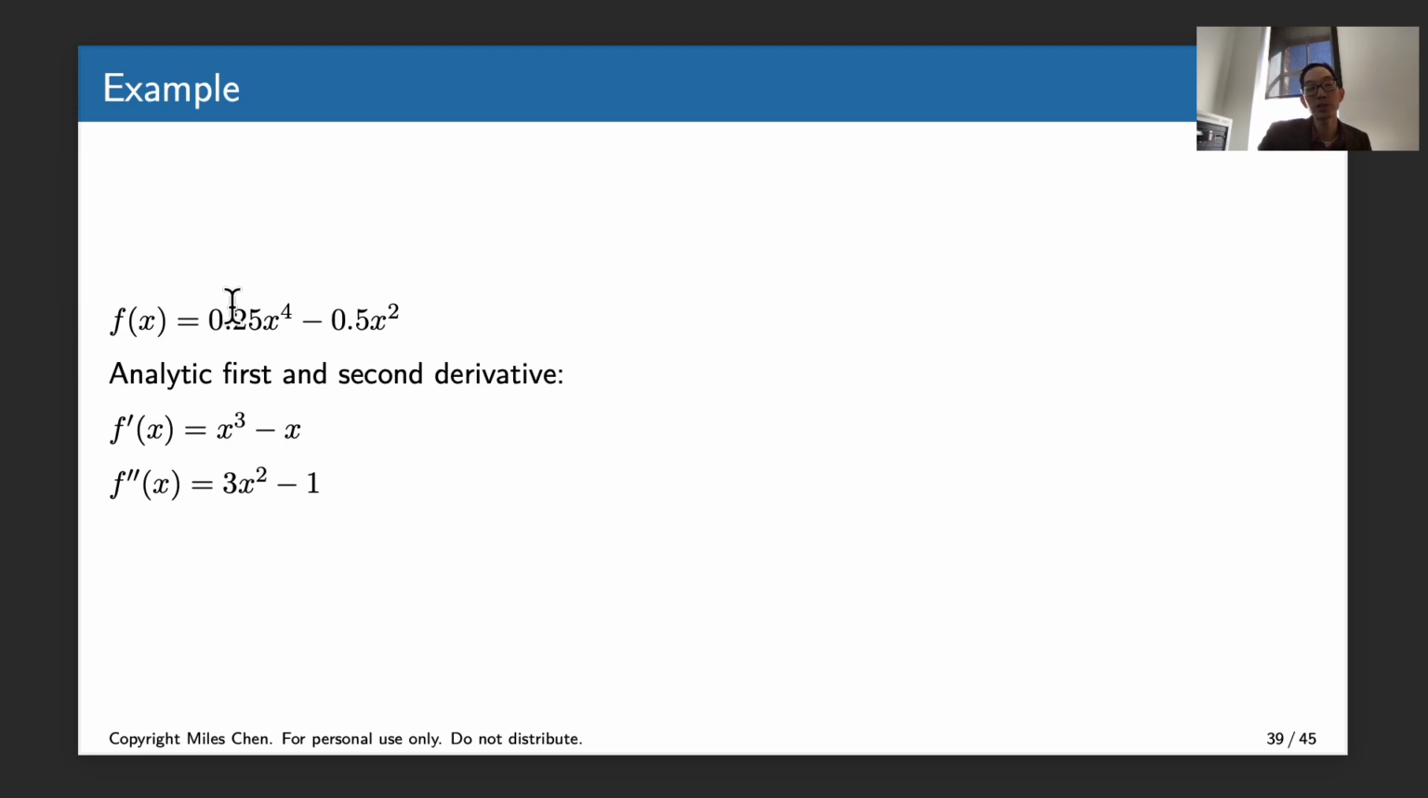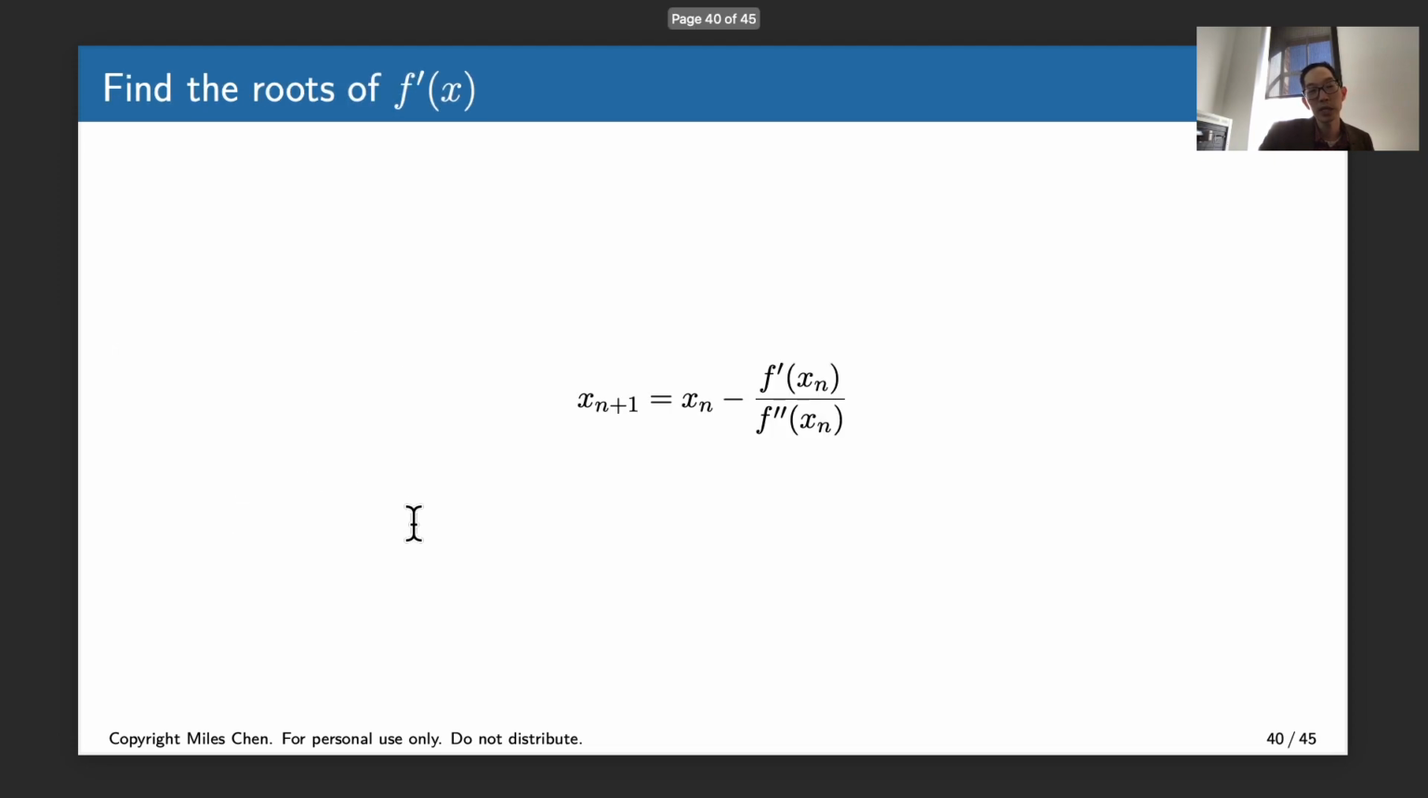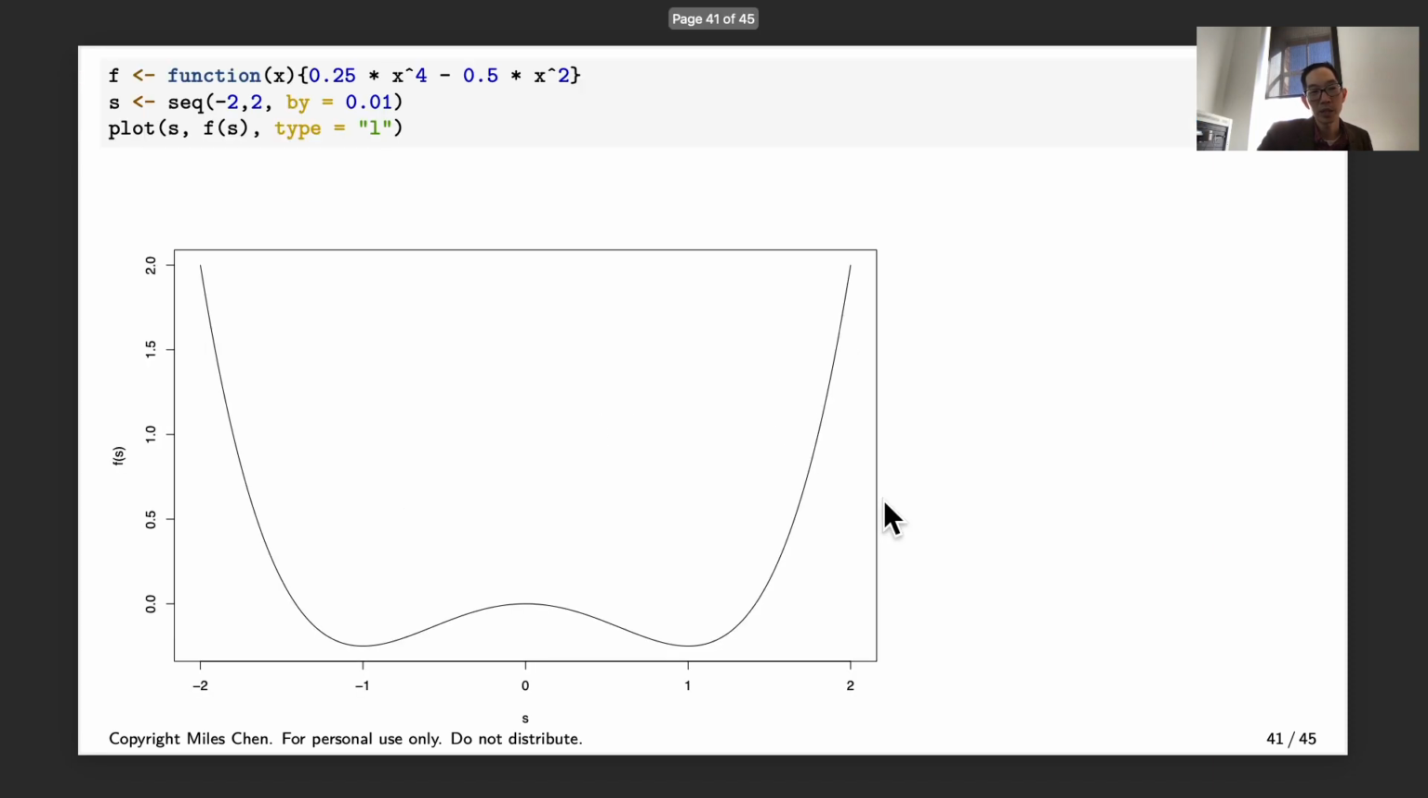So if this is our function, my function is 0.25x to the fourth minus 0.5x squared. My derivative is x cubed minus x, and my second derivative is 3x squared minus 1, and we'll use that. Okay, we'll use f prime divided by f double prime. And so here's what the function looks like. We're going to find the critical points using Newton-Raphson method. We're going to find where the derivative is equal to 0.